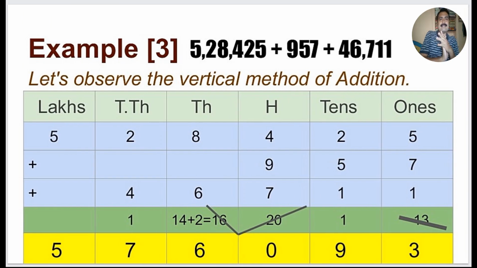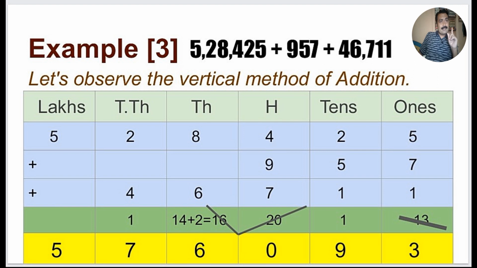Now in this next slide, I am getting the example in front of you. In this example, I am taking 3 numbers for addition. The first number I am reading is 5,28,425, plus the second number 957, plus the third number 46,711. Now if you observe all these three numbers, the first number is of 6 digits, the second number is just of 3 digits, and the third number is of 5 digits.